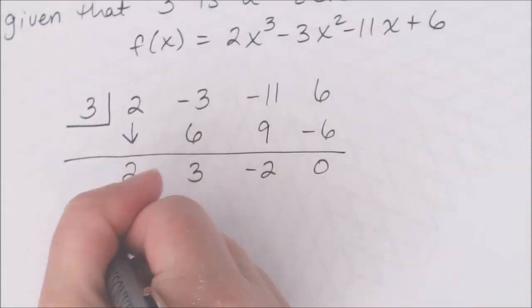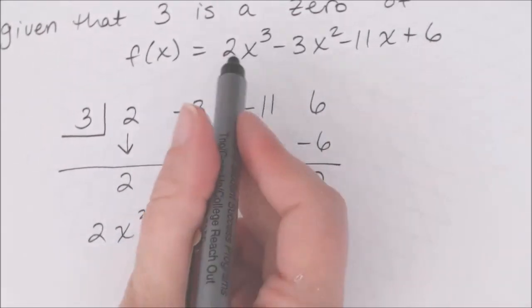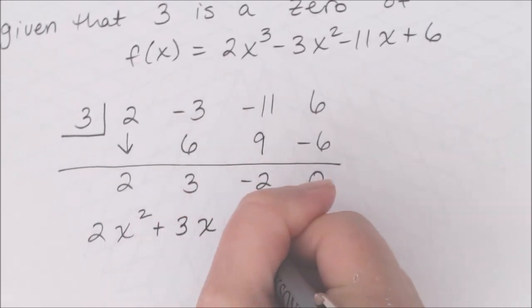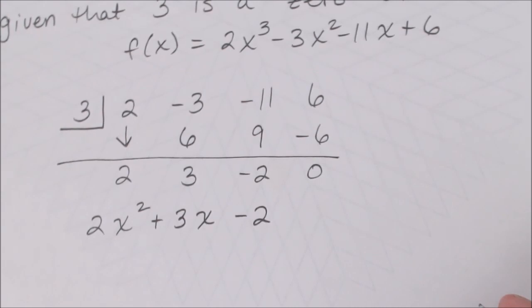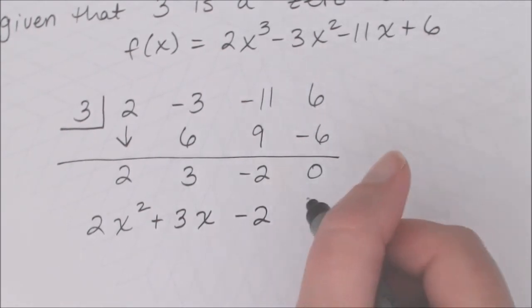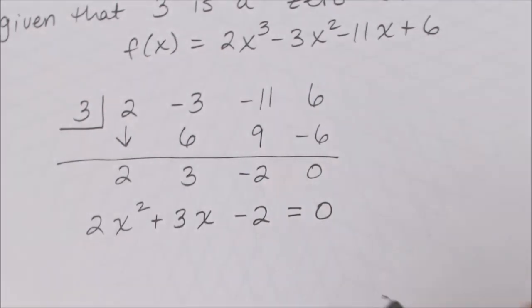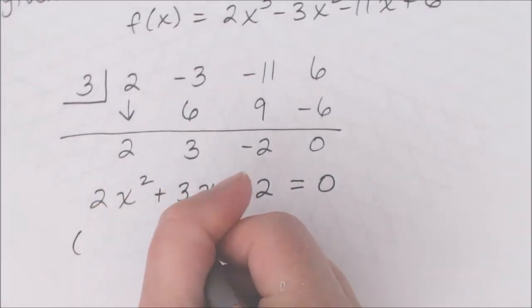So if we write all this out, this is going to be 2x to the second power, because remember we were working with a cubic, so it drops by 1 degree when you use synthetic division, plus 3x minus 2. Now, the question asked us to solve the original equation. So we could solve this and find the other zeros by setting this equation equal to 0. And if you have a question like this in the homework, it'll be something at this point that you can factor. And so we have a trinomial here.